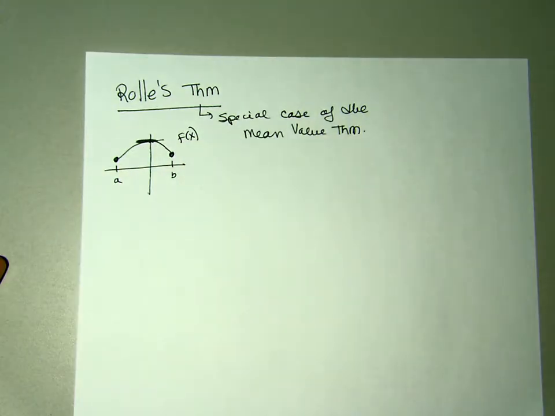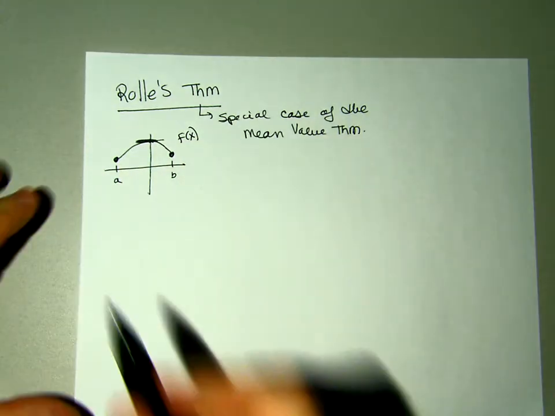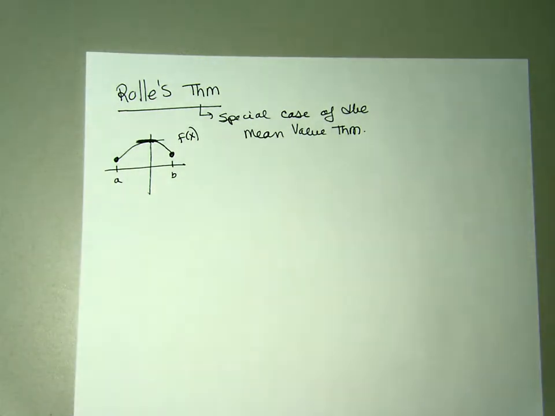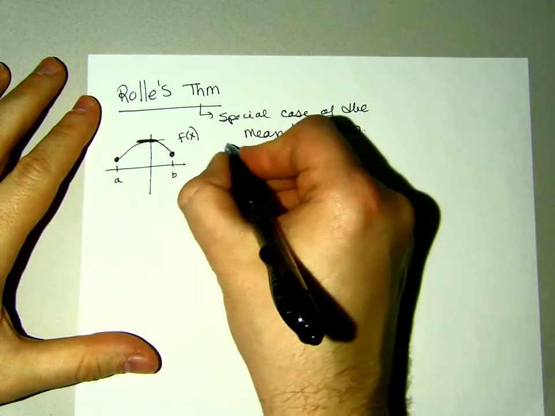Rolle's theorem basically adds in an additional requirement. It says if the y values at the endpoints are the same, then somewhere the slope isn't just calculated by this formula. Somewhere the slope has to be 0. Here's what Rolle's theorem says.